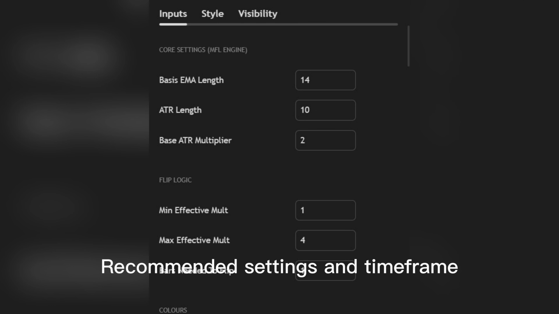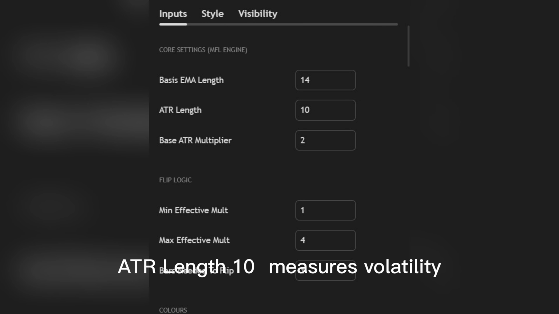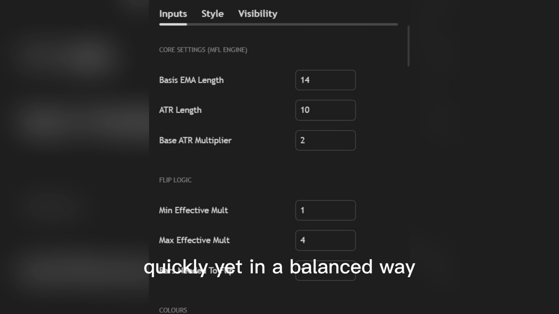Recommended settings and time frame usage. Basis EMA length 14 clearly shows the trend direction without lag. ATR length 10 measures volatility quickly yet in a balanced way. Base ATR multiplier 2, neither too narrow nor too wide bands. Min effective mult 1 and max effective mult 4 prevents excessive expansions even when the market compresses. Bars needed to flip 1 gives a signal at the moment the trend truly reverses.